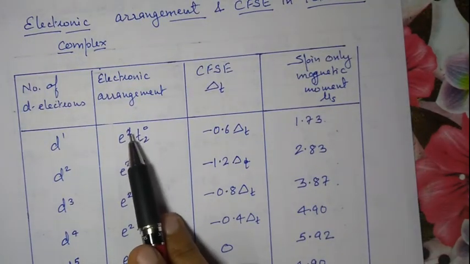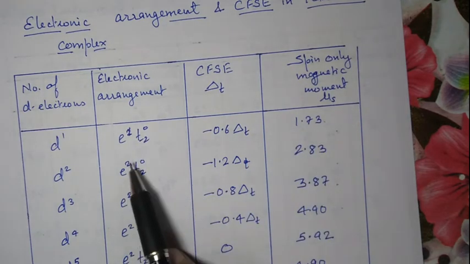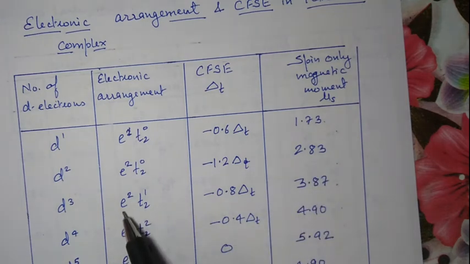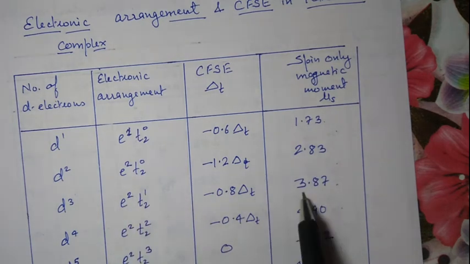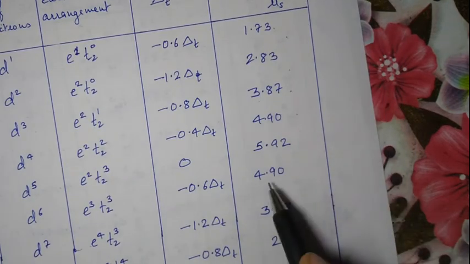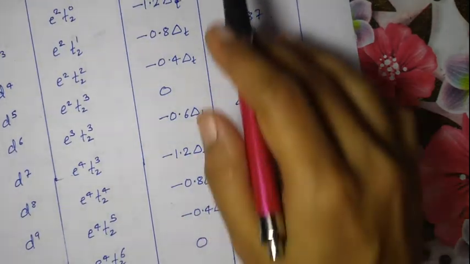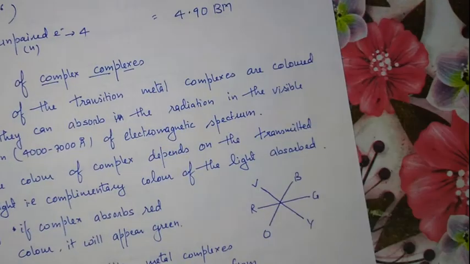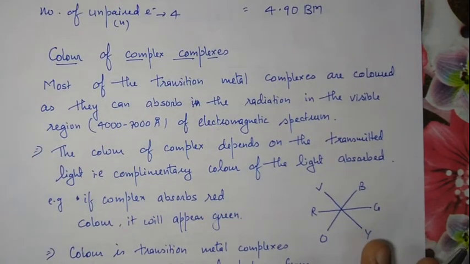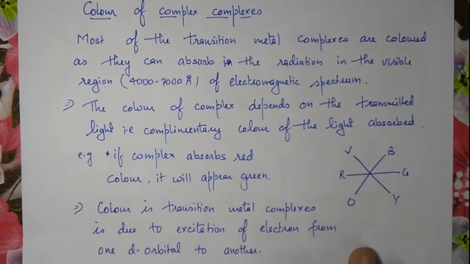For example, in this case only one unpaired electron, this will be the value. This is for 2 unpaired electrons, this amount of mu s. This is for 3 unpaired. For 4 unpaired, this one; 5 unpaired, this one. We can calculate the mu s value, that is the magnetic behavior, whether it is paramagnetic or diamagnetic, and to which extent it is paramagnetic, by calculating this.